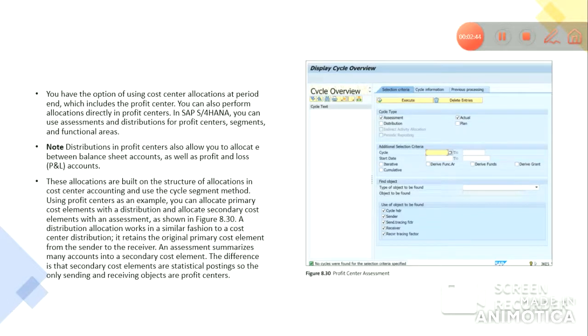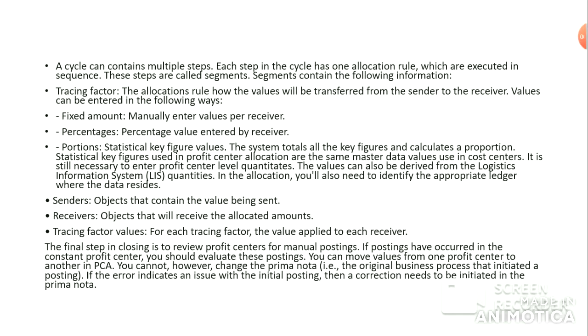A distribution allocation works in a similar fashion to a cost center distribution. It retains the original primary cost element from the sender. The difference is the secondary cost elements are statistical postings, so the only sending and receiving objects are profit centers. So a cycle can contain multiple steps. Each step in the cycle has one allocation rule, and these are executed in sequence. These steps are called segments.